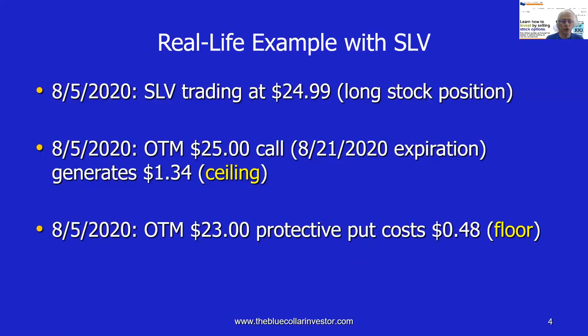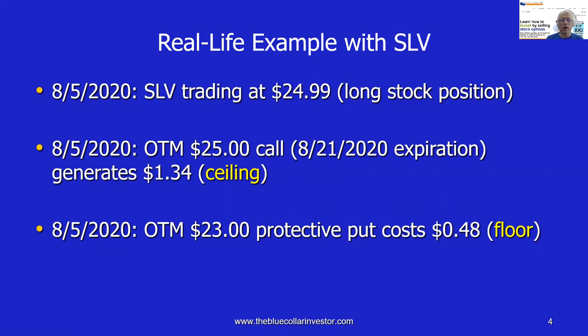Now, as soon as we purchase the shares, we then sell the out-of-the-money covered call. Well, it's only out of the money by a penny because we went with the 25 strike. So it's kind of near the money, almost at the money, but slightly out of the money. And we did this for the expiration of 8/21. So it's about a 17-day trade. And it generated $1.34. That represents our ceiling because we're obligated to sell our shares at 25 when they were trading at market at 24.99.